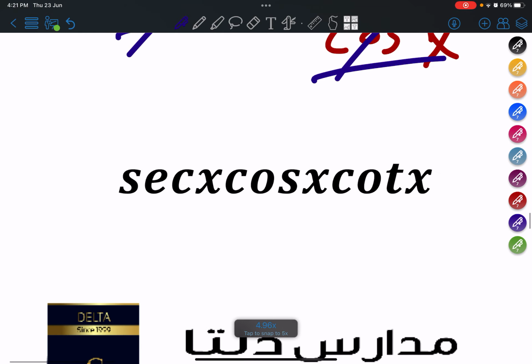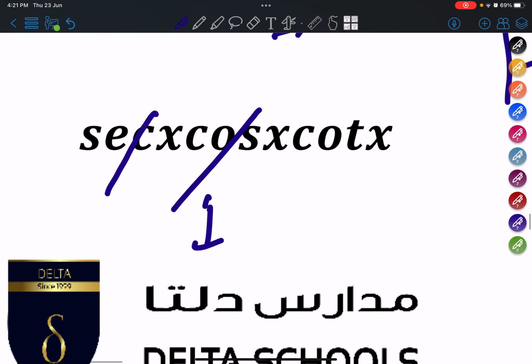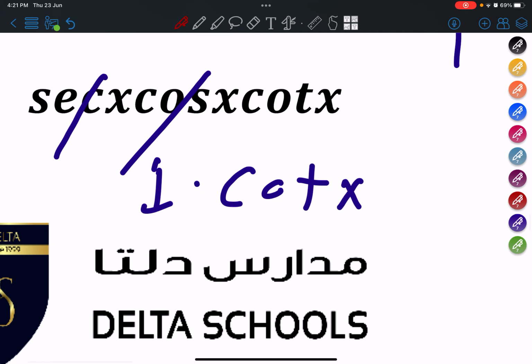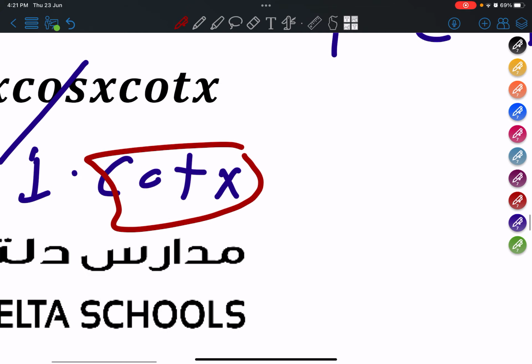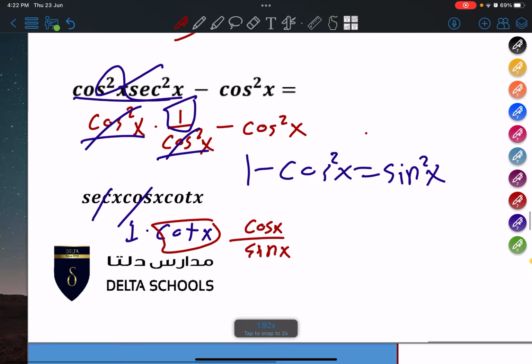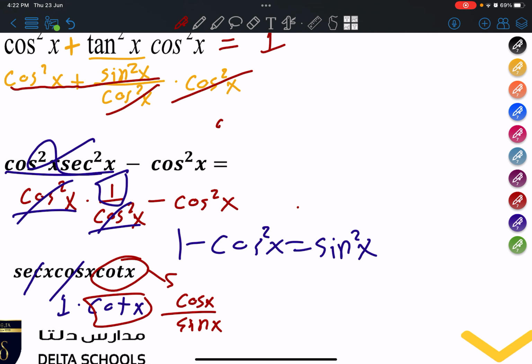Finally, as we just said, sec and cosine are the opposite of each other, so it becomes 1 times cotan x, which is essentially equal to cotan x, or maybe in the exam it will be cosine x over sine x. Cotan is the opposite of tan, so yeah, tan is sine over cosine, while cotan is cosine over sine.